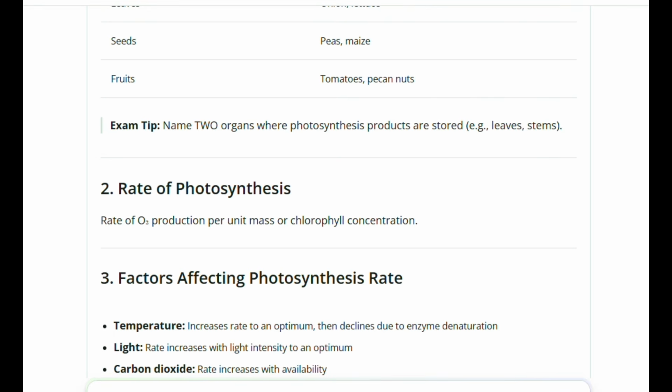Exception. Okay, we said few crop plants grow well in shade. Exception, sweet potatoes, right? Carbon dioxide, that's the rate.